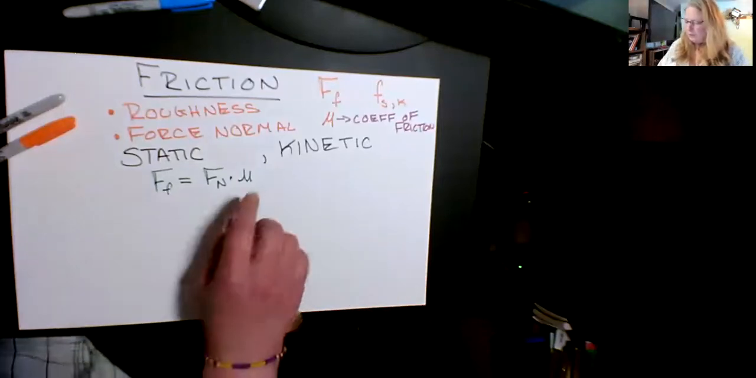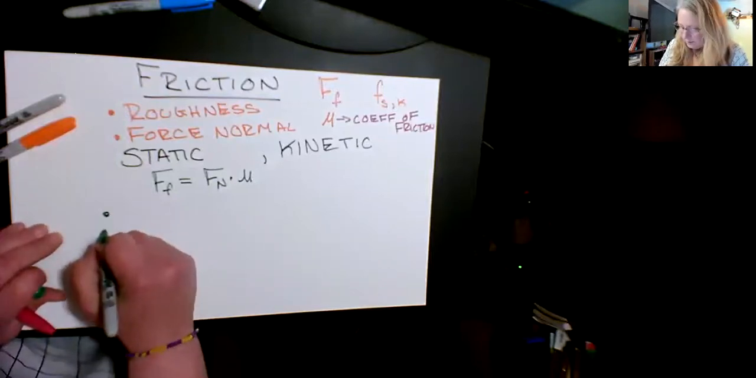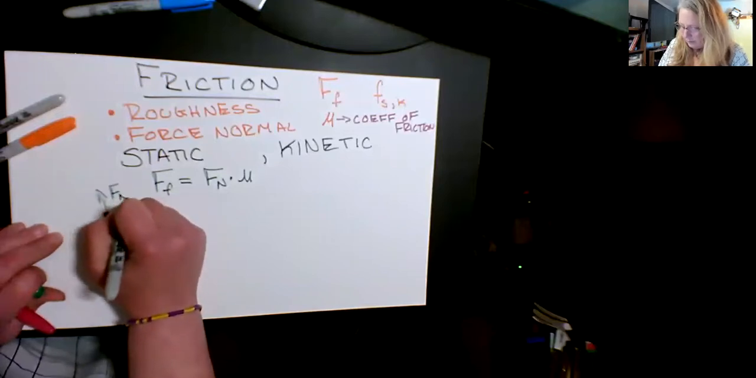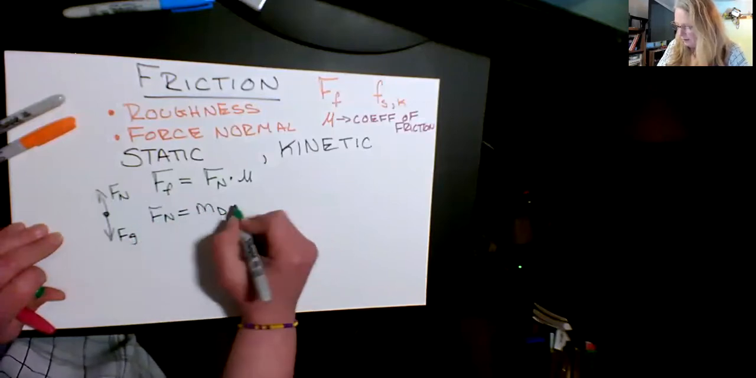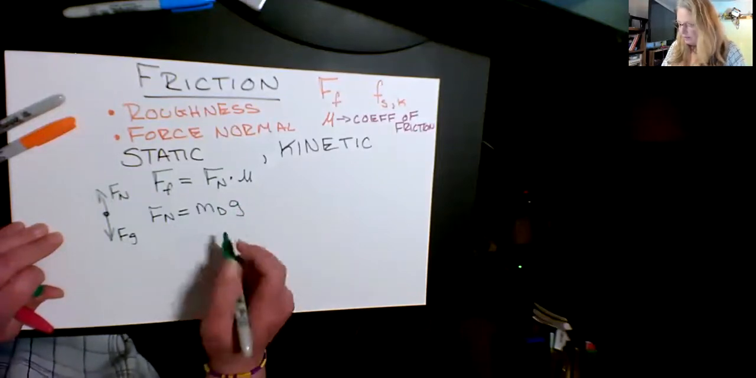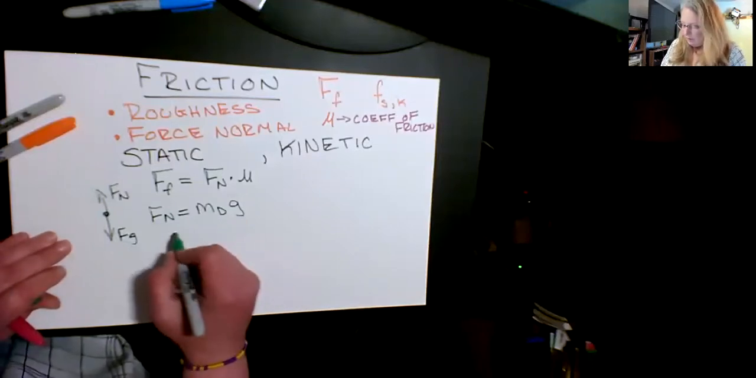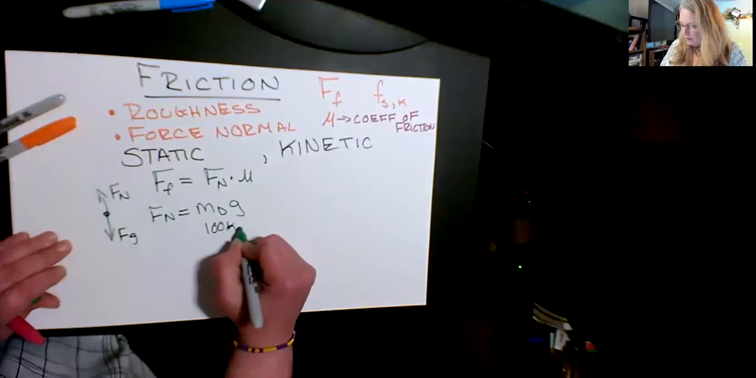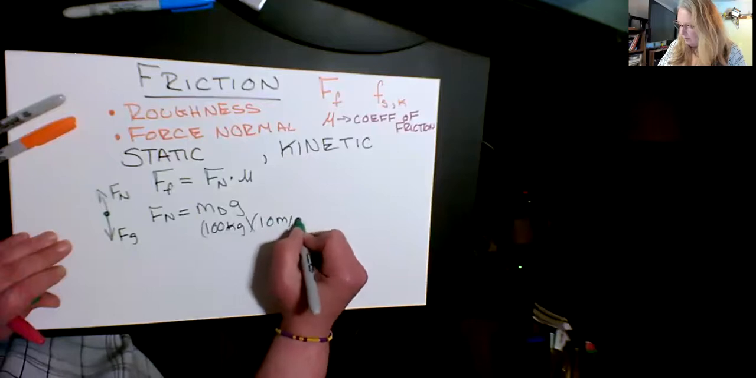Because if the force of friction is the force normal, let's just do the free body diagram for my desk. Here's my desk, there's gravity, and there's the normal. So my force normal equals the mass of the desk times the acceleration due to gravity. The mass of this desk is about 98 kilograms, so let's round it up to 100 kilograms. And for funsies, we'll just use 10 meters per second squared.